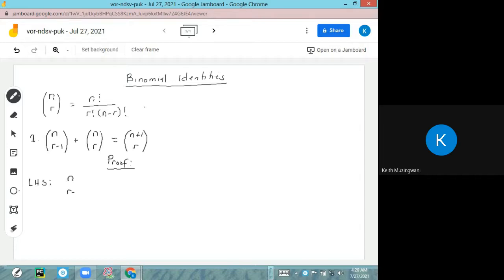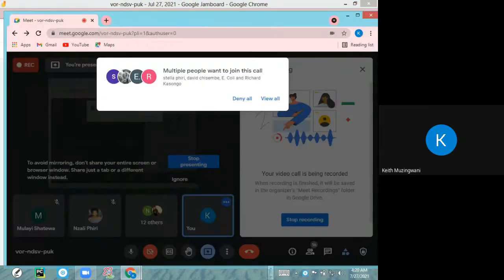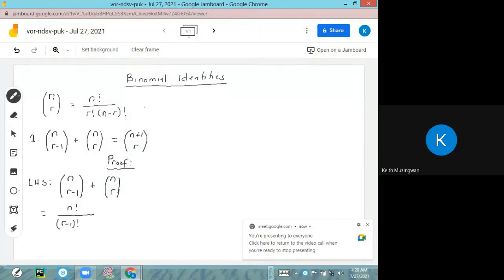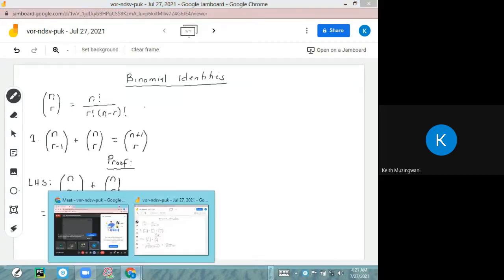So n choose r minus 1 plus n choose r. This is equal to n factorial over r minus 1 factorial multiplied by n minus r minus 1 factorial, plus n factorial over r factorial n minus r factorial, from the normal definition of the factorials.